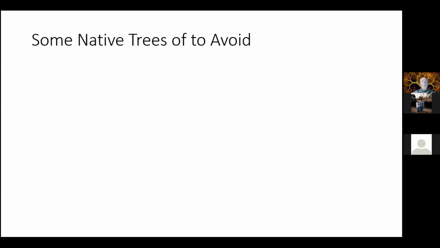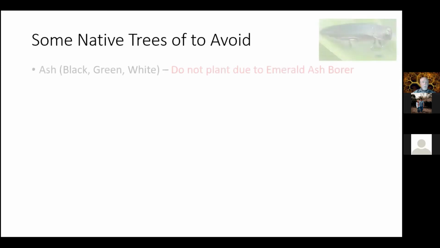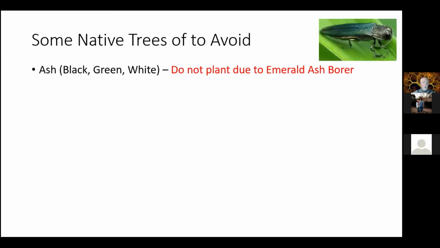Okay, now some trees to avoid. The first one is one you definitely want to avoid. It's any kind of ash, other than a mountain ash, because a mountain ash isn't a real ash. Black, green, white, blue, the emerald ash borer eats all of them, and it is 100% lethal. And in order to stop it from killing your tree, you're going to have to treat that tree every other year, or some treatments every year, for the rest of its life. And that costs money, and it also makes the tree poisonous to all living creatures.